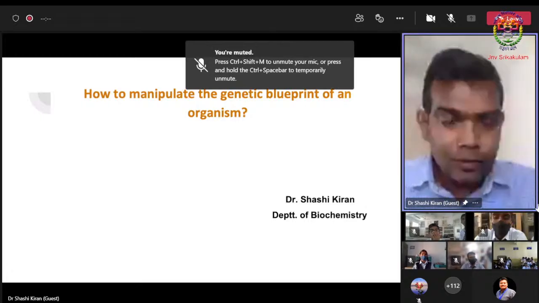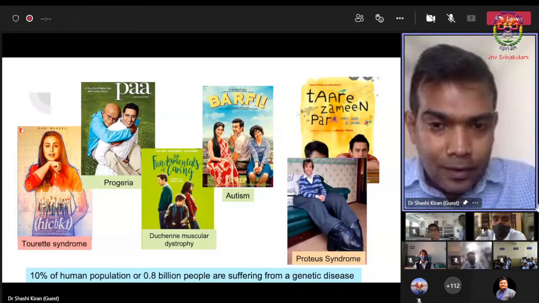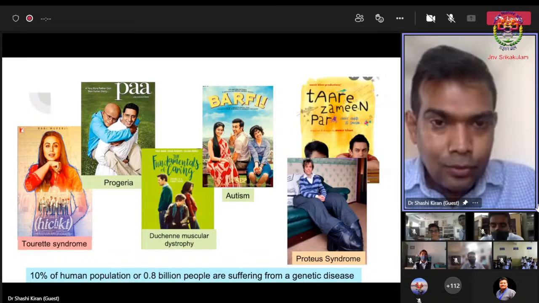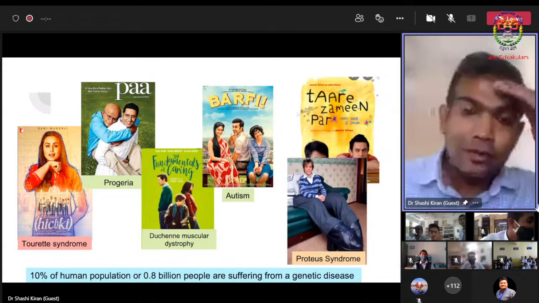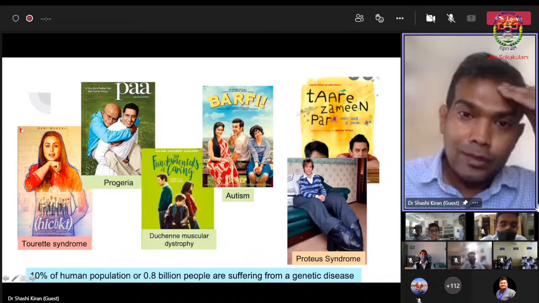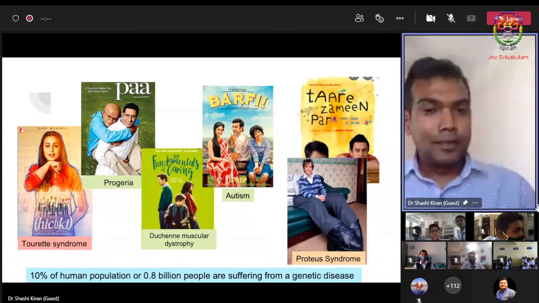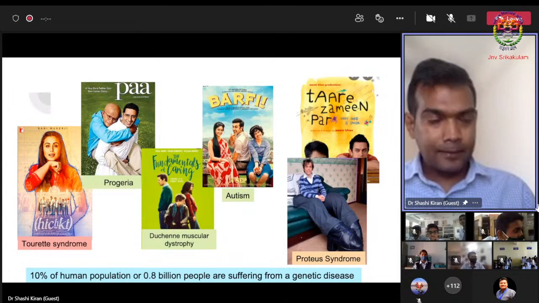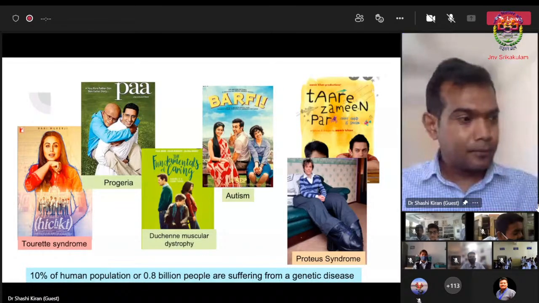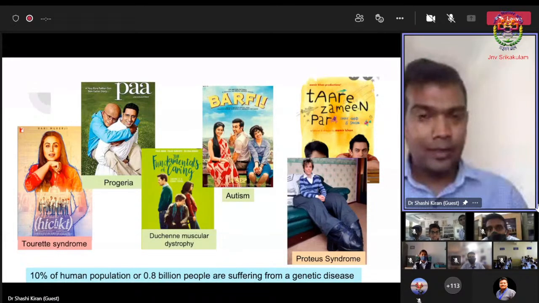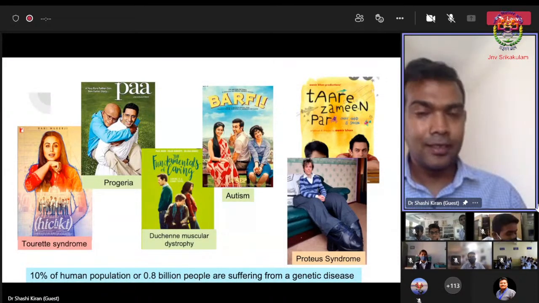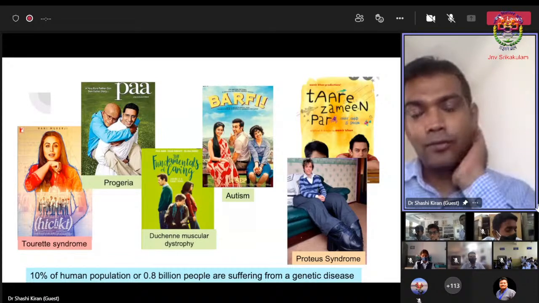Okay, so before talking about the science, let me show you some movie titles. You must have seen some of these movies, and if you see many of them, you can at least have some idea that these movies are all themed on a genetic disease, right? And very often we wonder why these movies are getting made, how common these genetic mutations are, and how they affect individuals.